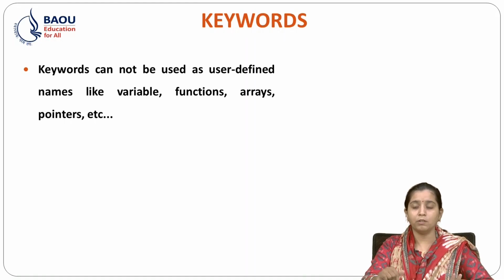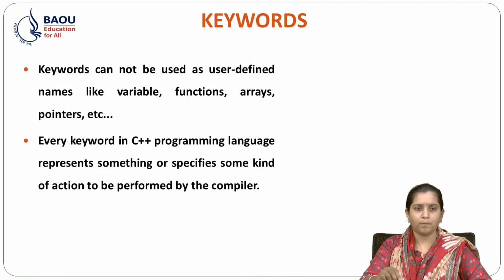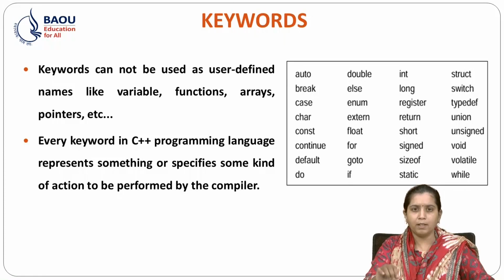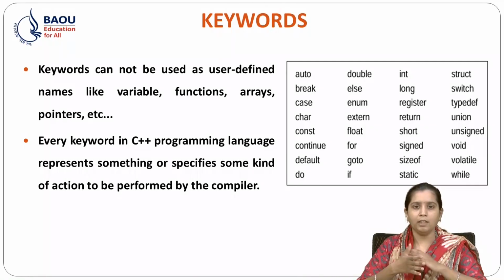Keywords cannot be used as user-defined names like variable, functions, arrays, pointers, etc. because they are already known to the compiler. Every keyword in C++ programming language represents something or specifies some kind of actions to be performed by the compiler. For example, int, switch, char, class, etc. They are the keywords in C++ language. They already have a predefined meaning in the compiler.